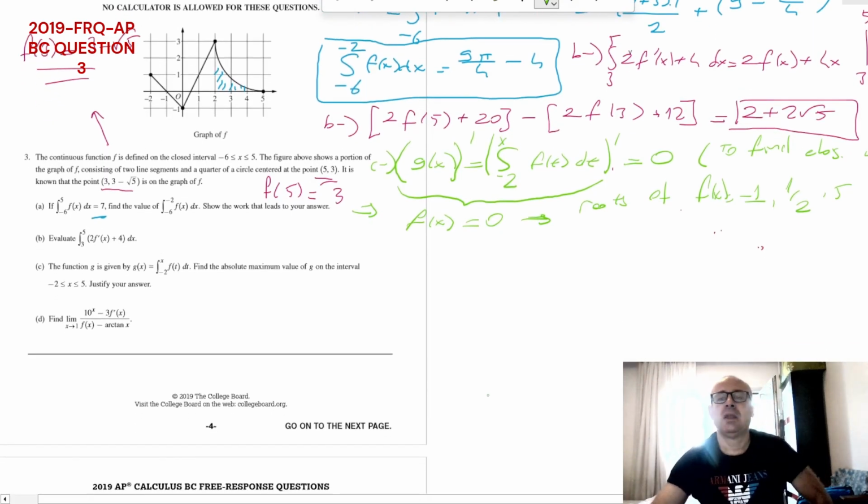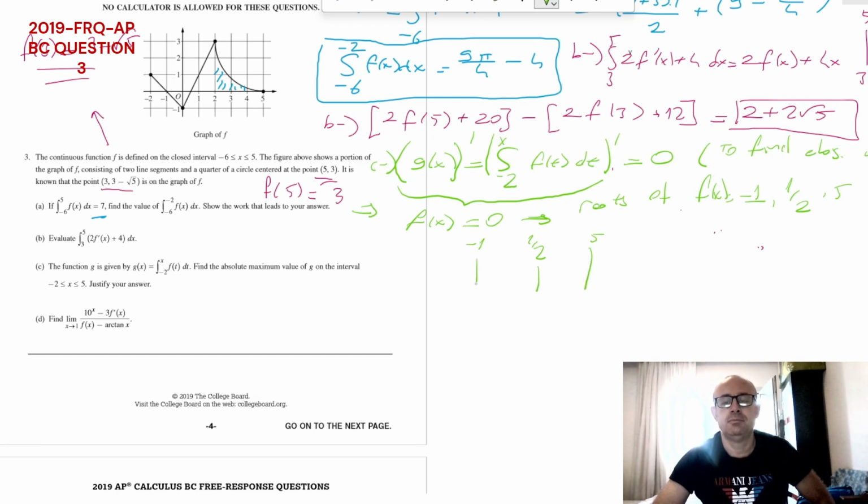Now we found the roots of the derivative. So let's set up our table: negative 1, 1 over 2, and 5. Between the interval 1 over 2 and 5, look here, this takes positive values. From negative 1 to 1 over 2, negative values, and when x values are less than negative 1, our function is above the x-axis, so it takes positive values.